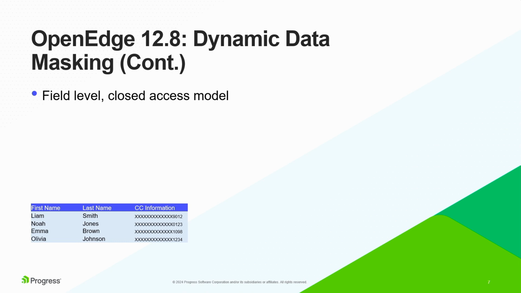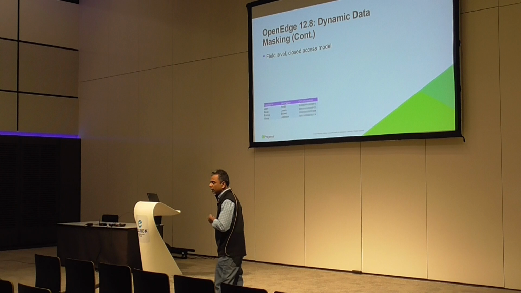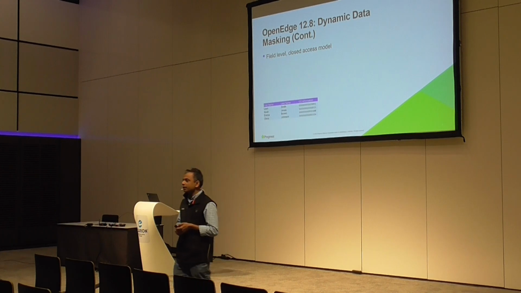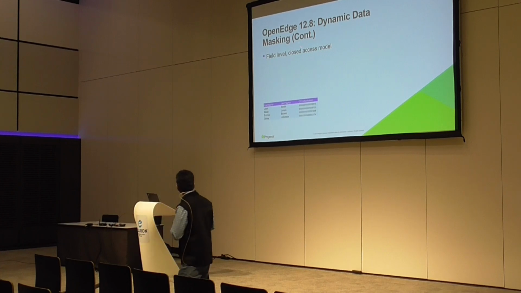Now, this DDM is a field level configuration. The field level configuration means whenever you enable dynamic data masking for any of the fields, that field by default has a closed access model. By default, in the Progress, security is an open access model. But when you are applying a DDM on any of the fields, that is a closed access model.